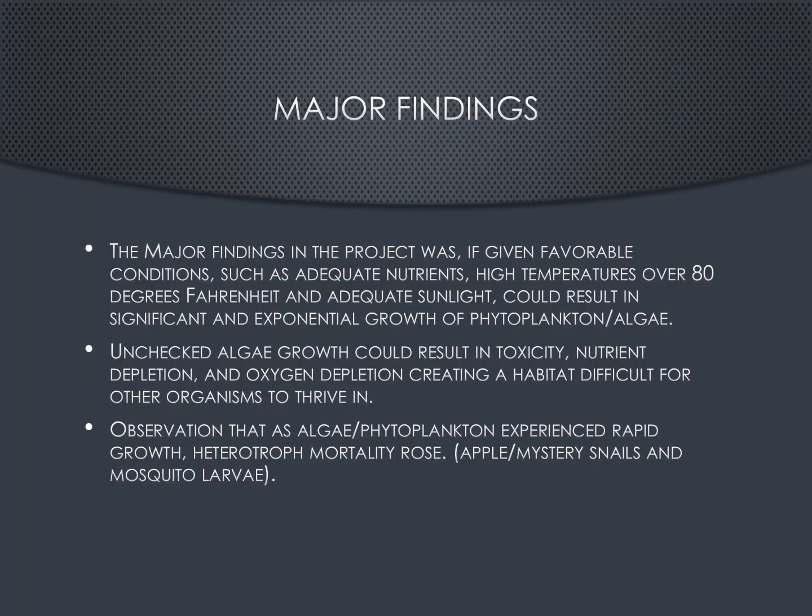Major findings. The major findings in the project was, if given favorable conditions, such as adequate nutrients, high temperatures over 80 degrees Fahrenheit, and adequate sunlight, could result in significant and exponential growth of phytoplankton and algae. Unchecked, algae growth could result in toxicity, nutrient depletion, and oxygen depletion, creating a habitat difficult for other organisms to thrive in.